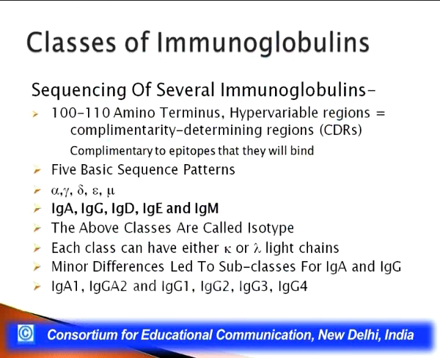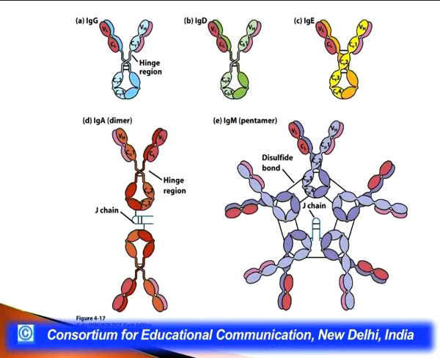There are minor differences which further lead to the subclasses for IgA and IgG immunoglobulins. The IgA is further described as IgA1 and IgA2, while IgG has further been called IgG1, IgG2, IgG3 and IgG4. Now, coming to the structure of various types of immunoglobulins, as you can see, IgG is generally monomeric in nature. We will come one by one to each one of them.